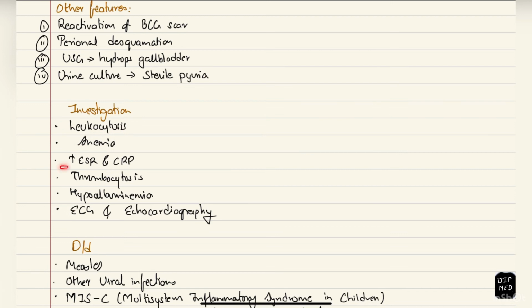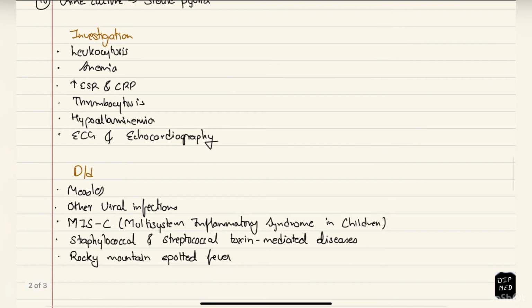The investigations we do are blood count for leukocytosis and anemia. There will be increase in ESR and CRP, increase in platelets, that is thrombocytosis, with decrease in proteins, that is hypoalbuminemia. ECG and echocardiography are done to find out if there are any cardiac complications. The differential diagnosis of Kawasaki disease includes measles and other viral infections, MIS-C, that is multisystem inflammatory syndrome in children, staphylococcal and streptococcal toxin mediated diseases, and Rocky Mountain spotted fever.